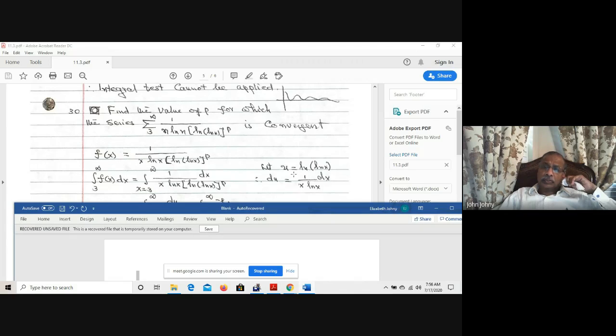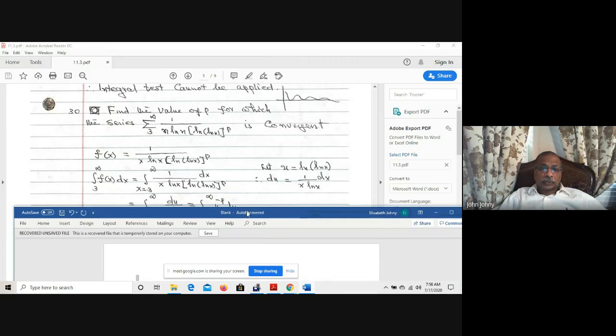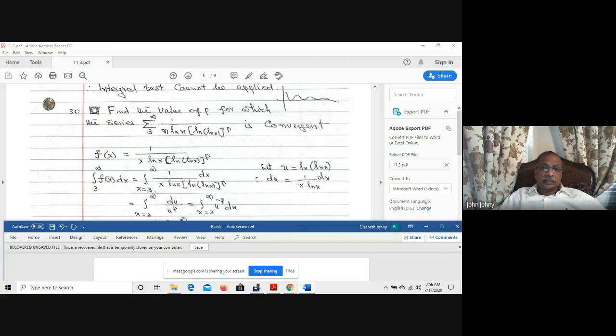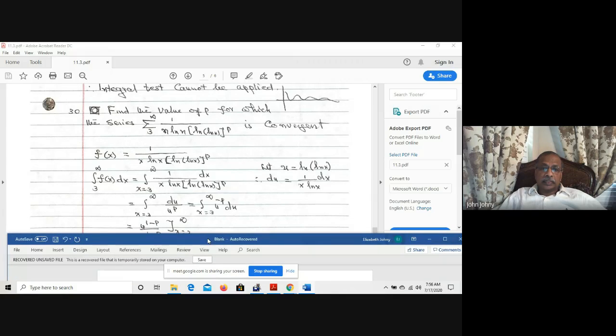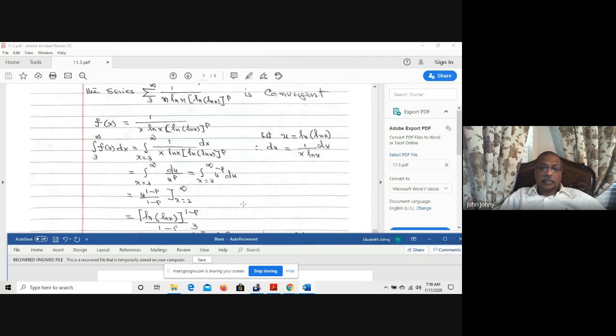Let u is equal to natural log of x. So du is equal to 1 over x dx. So that is 1 over x times natural log of x dx. So this is integral 3 to infinity du over u to the p, and that is u to the negative p du.